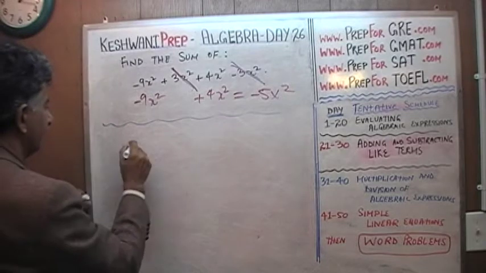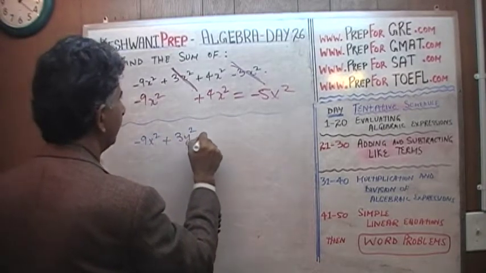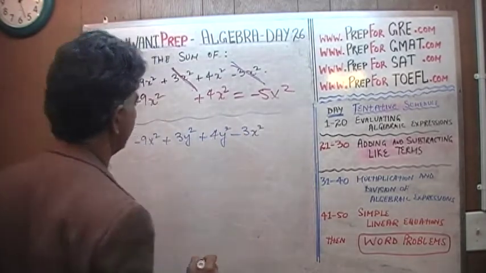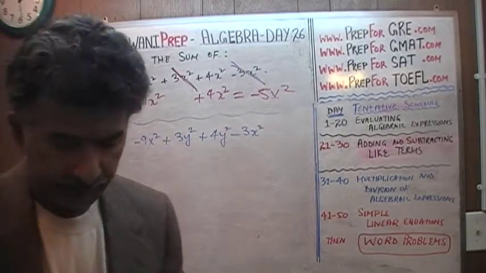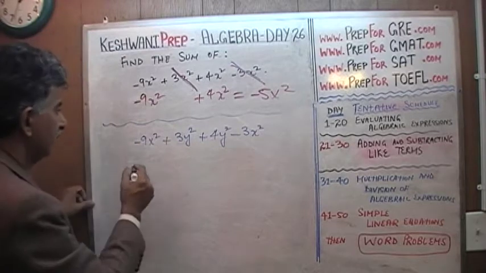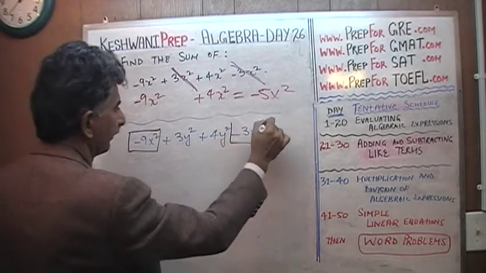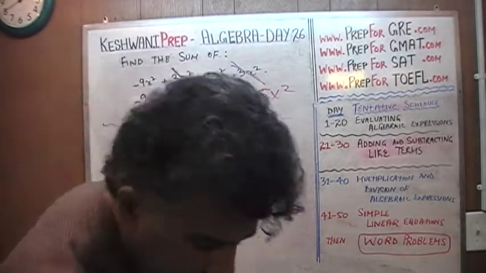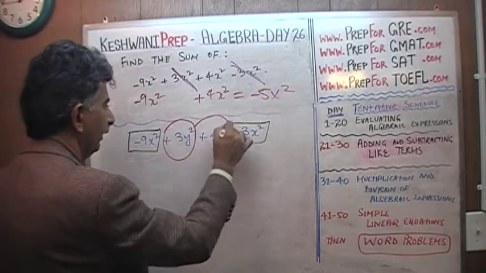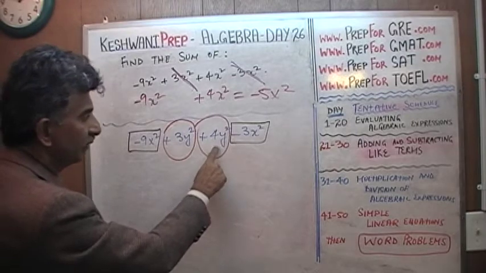What if we were given something like this? Negative 9x squared plus 3 times y squared plus 4 times y squared minus 3 times x squared. How will we combine like terms here? Well, the like terms here are negative 9x squared and negative 3x squared. And similarly, these two are like terms: positive 3y squared and positive 4y squared. Why are these two like terms? This term is unlike that term.